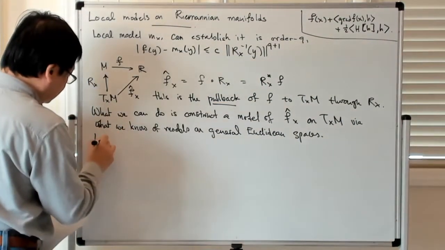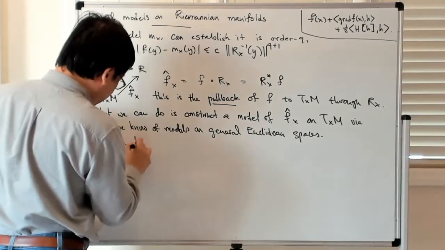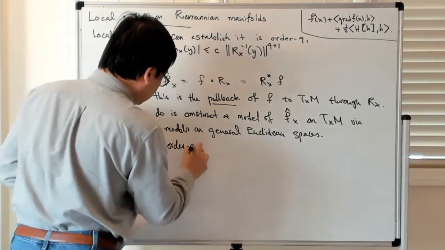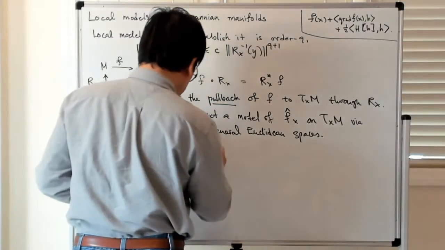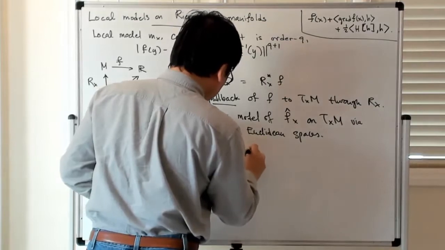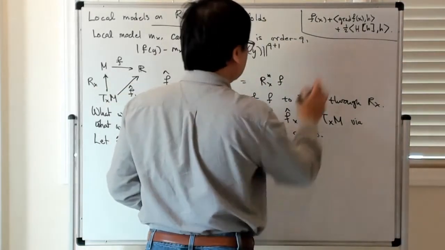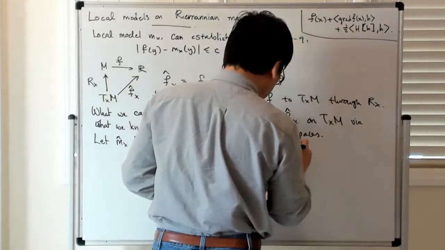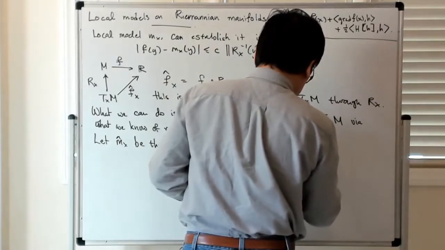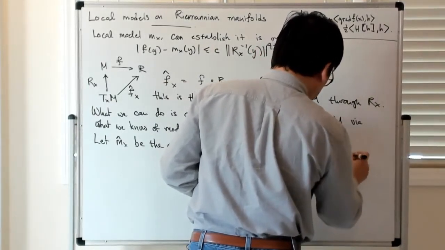So let m_x hat be the order Q Taylor expansion of f hat about 0_x. This is just a quadratic one, but you can obviously do higher order Taylor expansions.